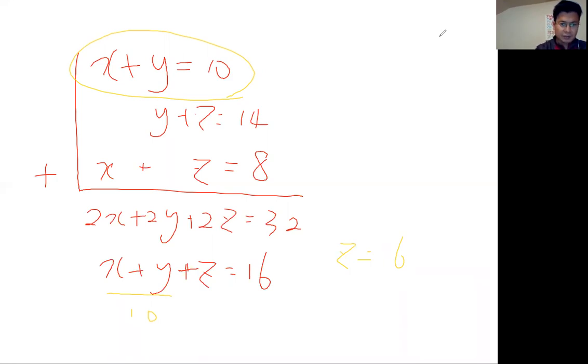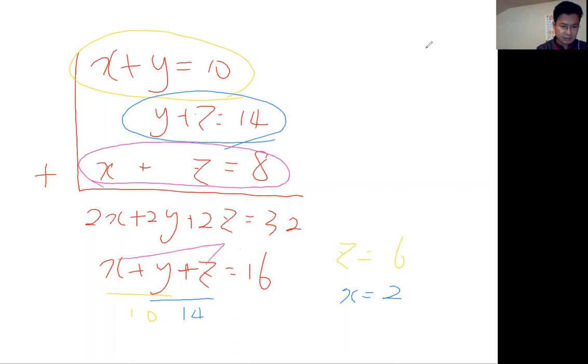And then if you think about Y plus Z, which is 14, then X has to be 2. And lastly, X plus Z is 8, so Y has to be 8. This is the case of summation, but if it is a product, you can use a similar idea. A little bit different is that instead of adding, you have to multiply.